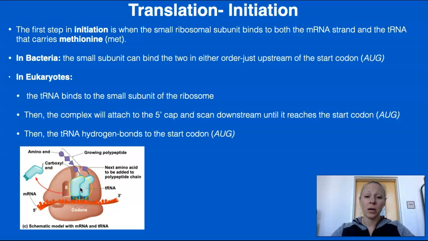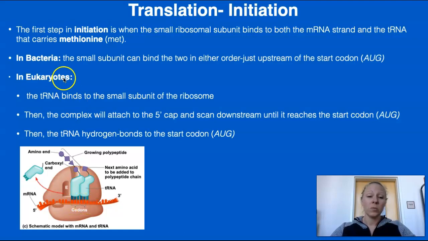So in bacteria, the small subunit right here can bind, in either order, to the tRNA. It can go in that P spot, or it can bind to the mRNA first. It doesn't matter. It just needs to start upstream of the start codon. The start codon is AUG. It codes for methionine. And so the small subunit is going to be looking for the methionine, or for the tRNA that's carrying the methionine, because on the mRNA there's going to be an AUG, or a start codon.